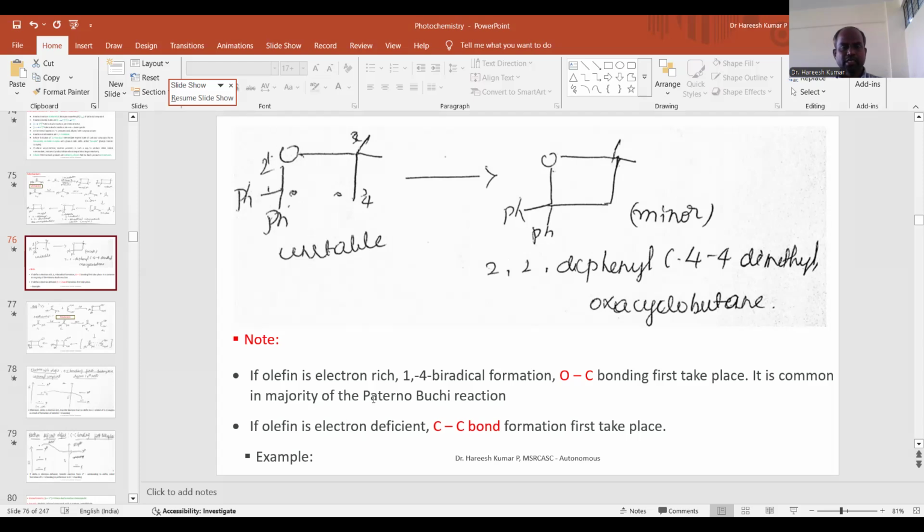So what are the few points you have to remember in the Paterno-Buchi reaction? If the olefin is electron rich, 1,4-biradical formation occurs, and the oxygen-carbon bond forms first. It is common in the majority of Paterno-Buchi reactions. If the olefin is electron deficient, then carbon-carbon bond formation takes place first. So let's look into a few examples.